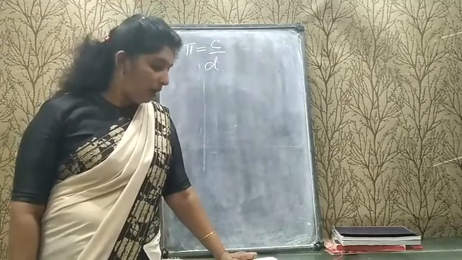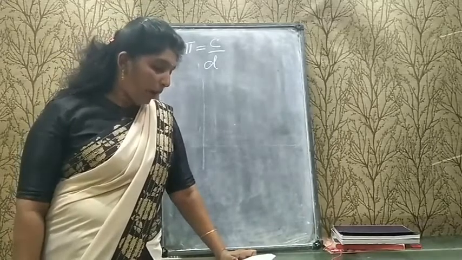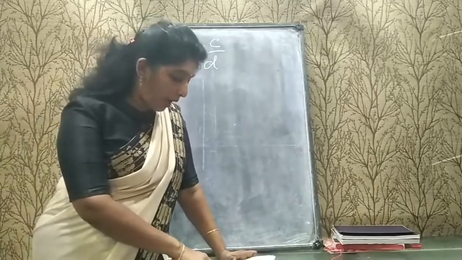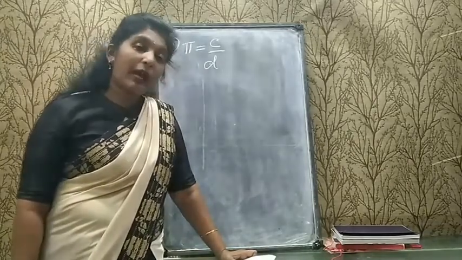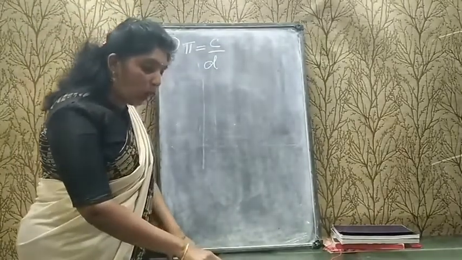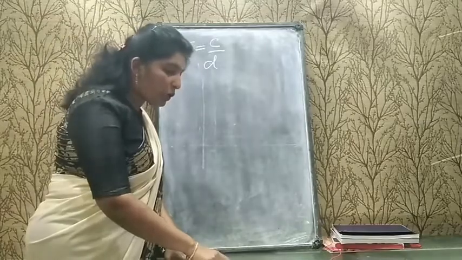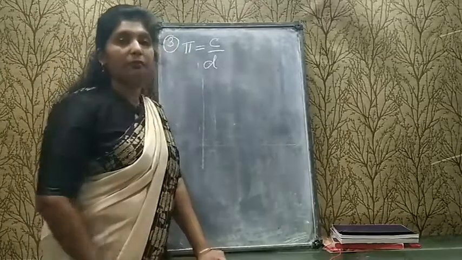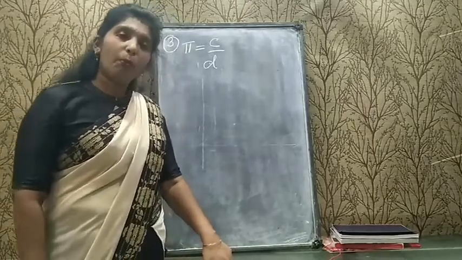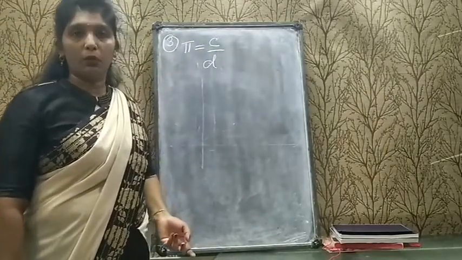Next, I am going to explain the third question of exercise 1.3. The third question is: recall pi is defined as the ratio of the circumference of a circle to its diameter, that is, pi is equal to C by D. Then, this seems to contradict the fact that pi is irrational. How will you resolve this contradiction? What did you understand from the question? Here it is given that pi is the ratio between the circumference and the diameter. That you already know.